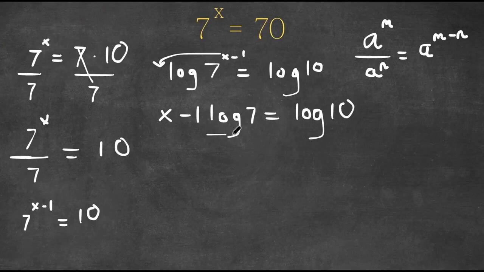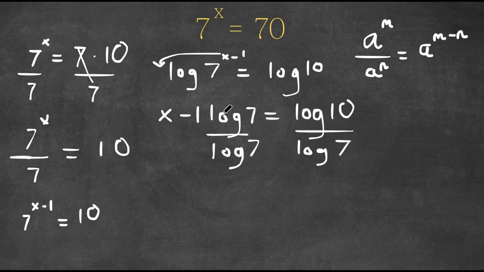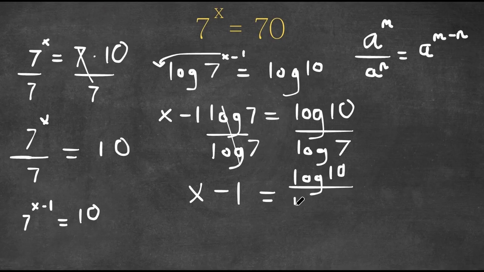Now I'm going to divide both sides by log 7. So now these two cancel out, and I get x minus 1 is equal to log 10 over log 7.